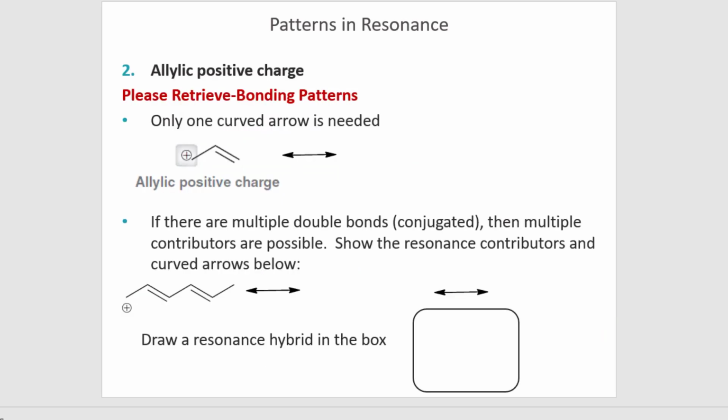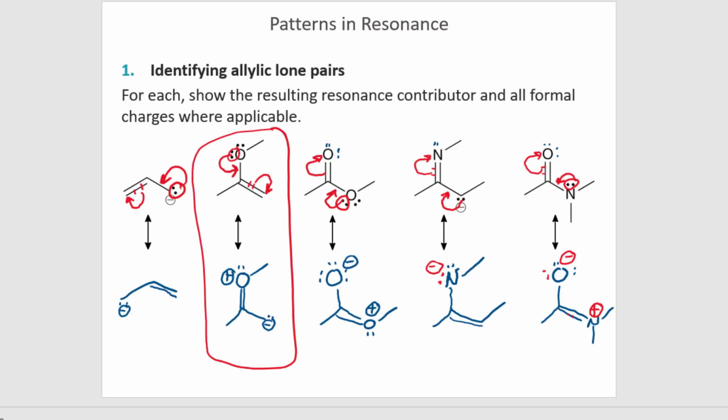Allylic positive charges are also areas to be aware of, because we could have a pi bond with a positive charge at the allylic position. So if you look, what we just saw up here, we just saw an allylic negative charge. And we saw that those electrons can dump in and be resonance stabilized.